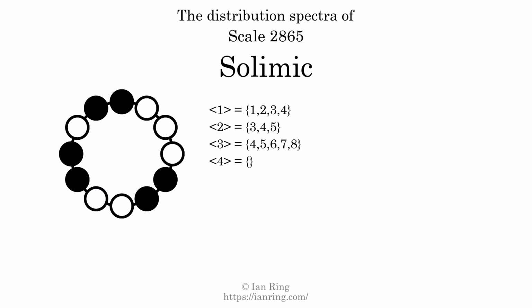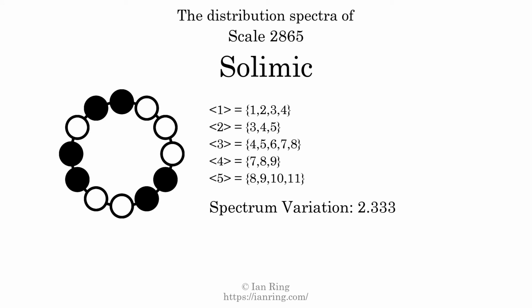The generic interval of 4 scale steps comes in 3 different specific interval sizes. 7 semitones, 8 semitones, and 9 semitones. The spectrum width of this generic interval is 2. And finally, the generic interval of 5 scale steps comes in 4 different specific interval sizes. 8 semitones, 9 semitones, 10 semitones, and 11 semitones. The spectrum width of this generic interval is 3. The spectrum variation is the sum of all the widths, divided by the number of tones.